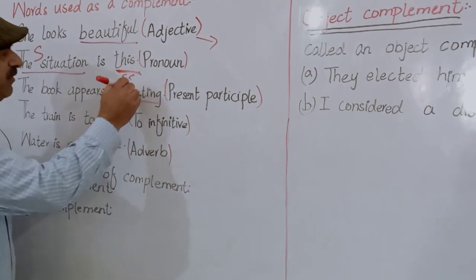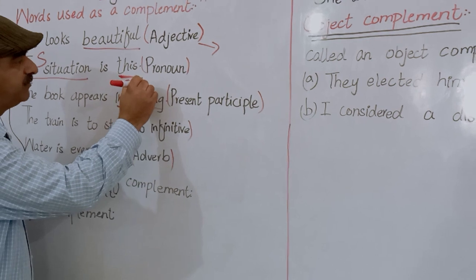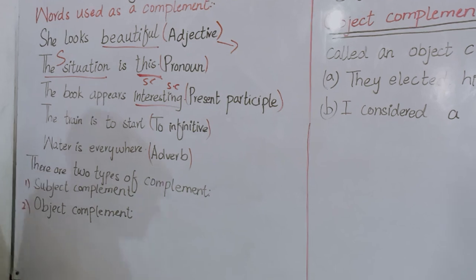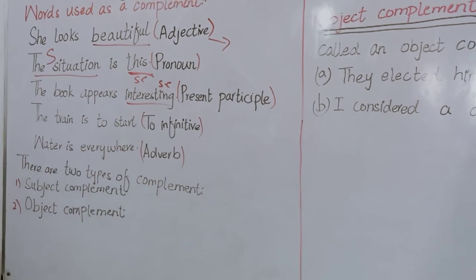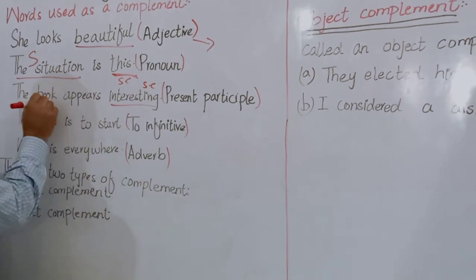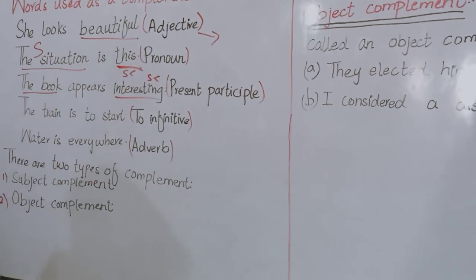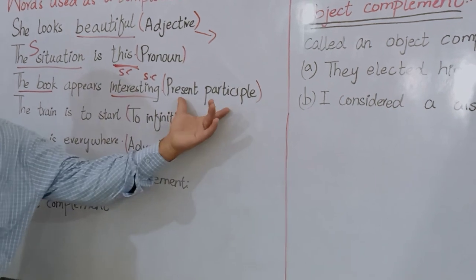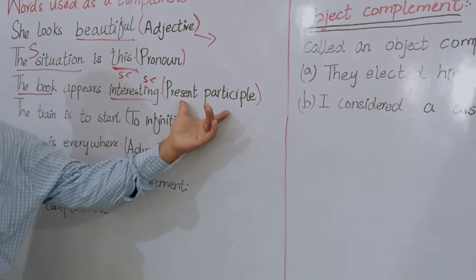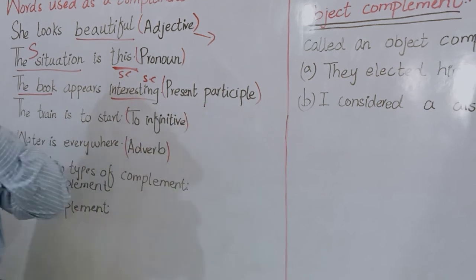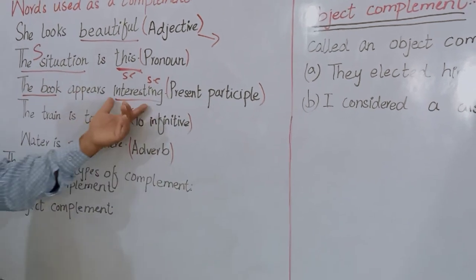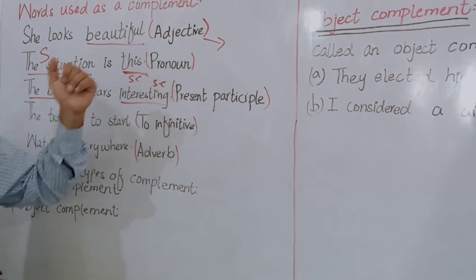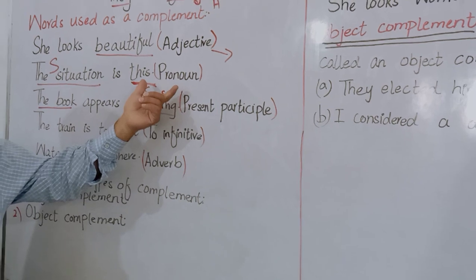So a complement may be a present participle, a subject complement. And what is the subject in this sentence? The book. The book is the subject. Which word is completing the subject? Interesting. And what is interesting basically? A present participle. The subject is completed by a present participle. The subject is completed by an adjective. The subject is completed by a pronoun.